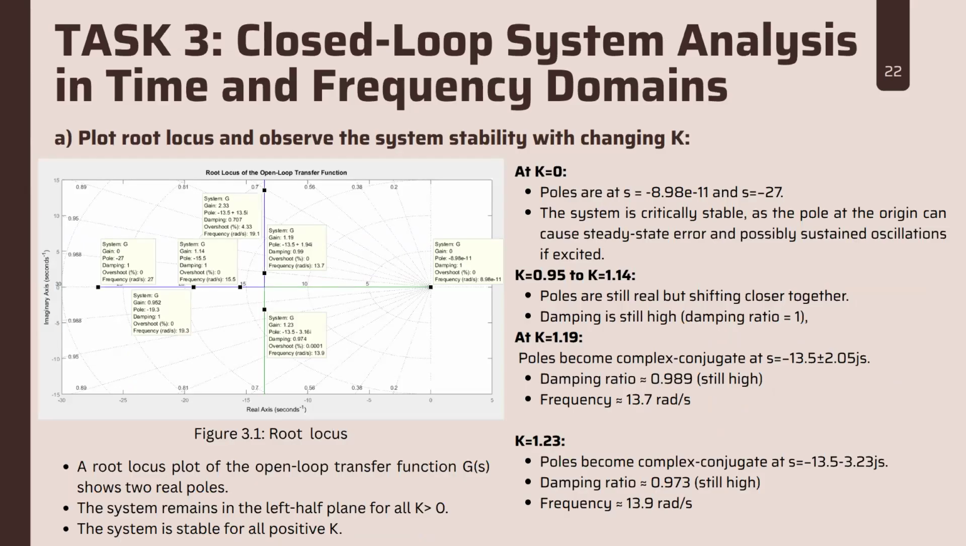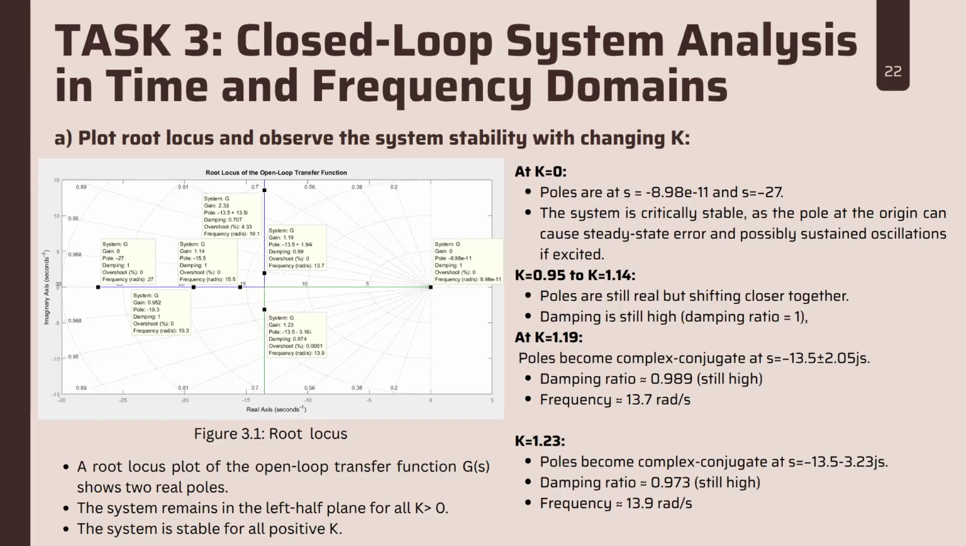Okay, I will continue the presentation with task 3, which is closed loop system analysis in time and frequency domain. For A, we need to plot the root locus and observe the system stability with changing K. This is the root locus from the open loop transfer function. We can see that there are two poles and no zeros, with all poles in the left half plane. So we can observe the stability with changing K.